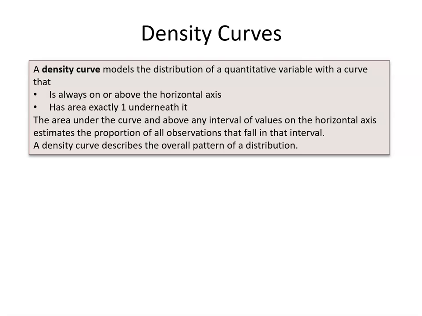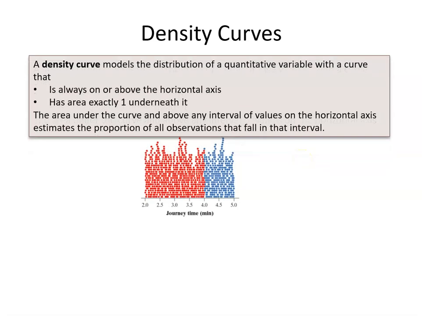The area under the curve and above any interval of values on the horizontal axis is going to estimate the proportion, or the percentage, of all observations that fall in that interval. So this density curve describes an overall pattern of a distribution. So here is an example.